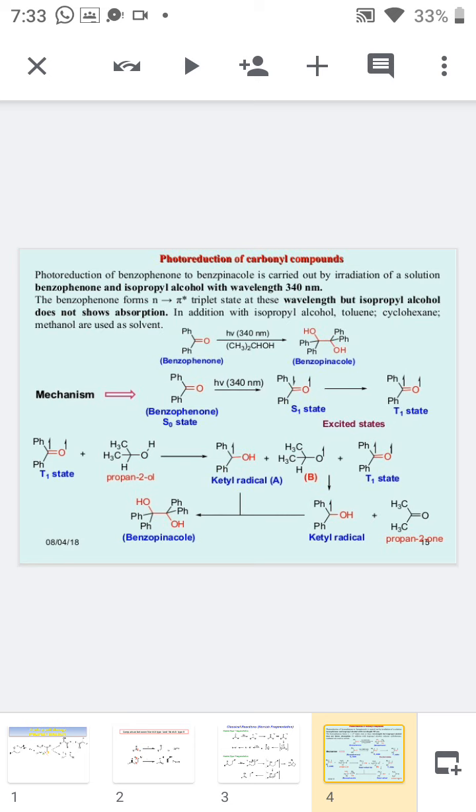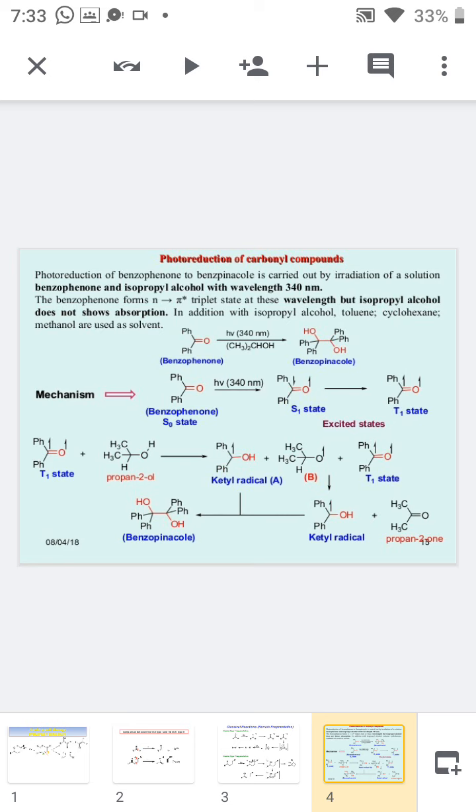In the triplet state, the pi electrons undergo homolytic cleavage and form the radical. Here I have shown the radical by a half arrow mark. So the newly generated radicals are one on the oxygen and the other on the carbon. This radical abstracts a hydrogen from isopropyl alcohol and forms an enolate.